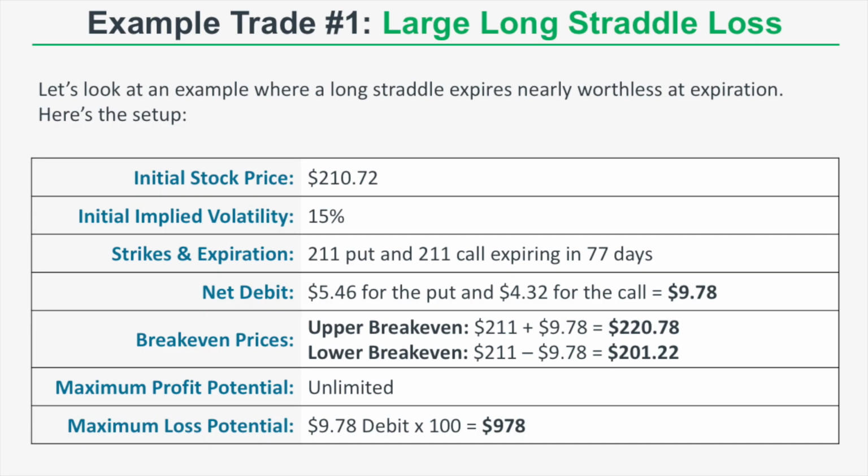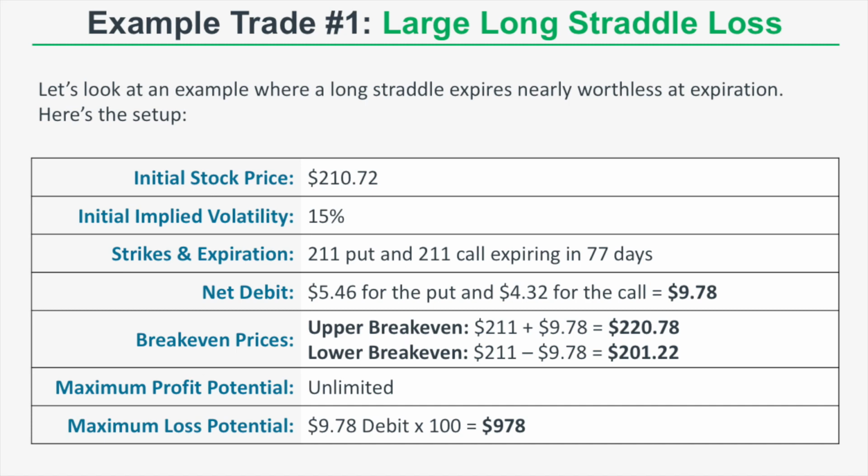So now let's go ahead and get into some example trades to show you how the long straddle strategy performs in various scenarios. So the first example we're going to look at is where a long straddle incurs a big loss. Now that happens when the stock price is near the strike price that you purchase at expiration.